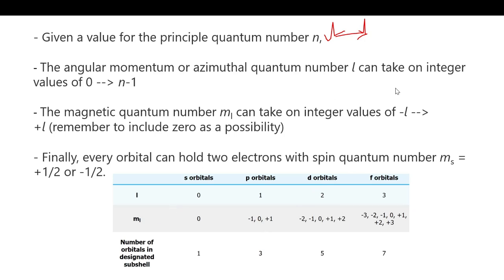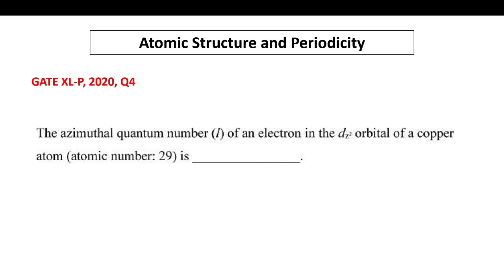Okay, and s is not dependent on the previous three quantum numbers. It is either plus half or minus half. Now let us try to solve this question. This question is asking us to find the value of the azimuthal quantum number, or the L value.